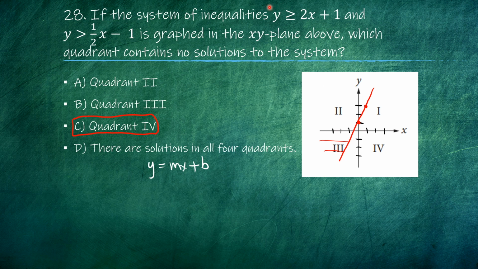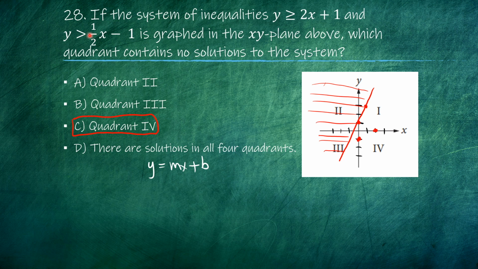And we are shading the area above the line because it's y is greater than. Alright. And for our second equation, the y-intercept is -1. So let's draw it here. And the slope is 1/2. So that means the rise is 1 and the run is 1, 2. So it's right here.